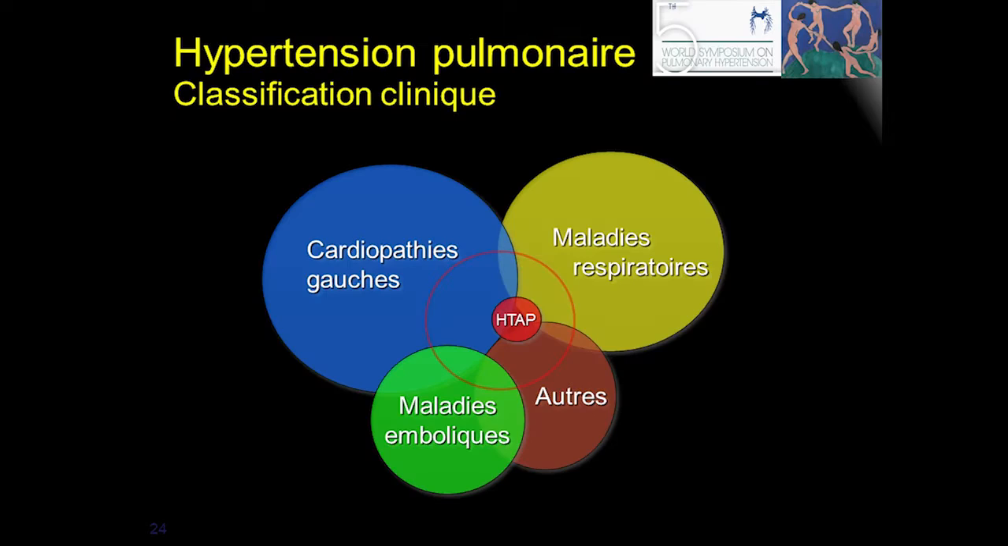So that we can come to a very specific and accurate diagnosis, because as I've already explained, PAH is one subtype of pulmonary hypertension among several. And treatment will vary enormously depending on the type of pulmonary hypertension we are dealing with.